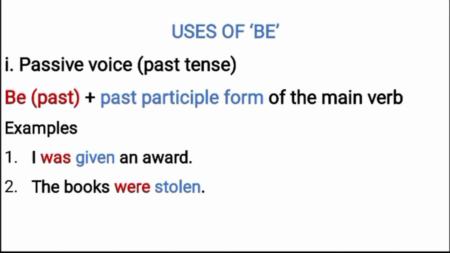Passive voice, past tense. The form of the passive voice in the past tense is the past form of the be verb plus the past participle form of the main verb. Here are some examples. Example 1. I was given an award. We have the past form of the be verb, which is was, with the past participle form of the main verb given. Example 2. The books were stolen.